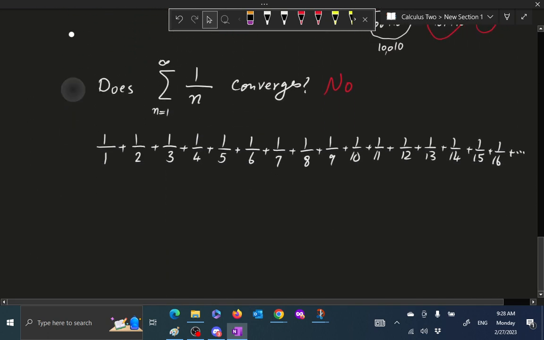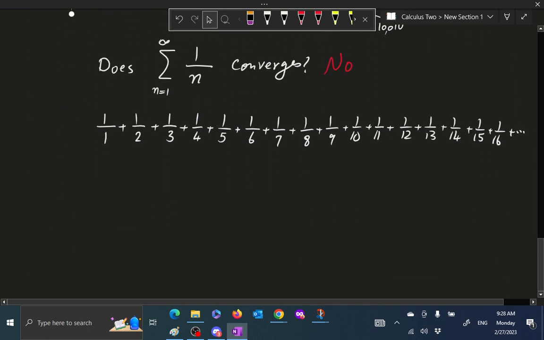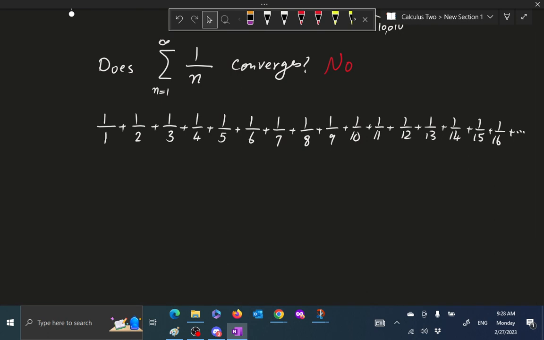So how is it that we see here that this thing does not converge? Again, I want to encourage you to pause and investigate by yourself. It could take several days for you to investigate.